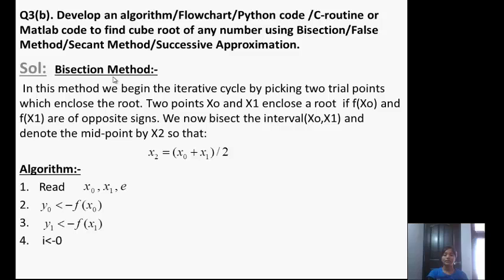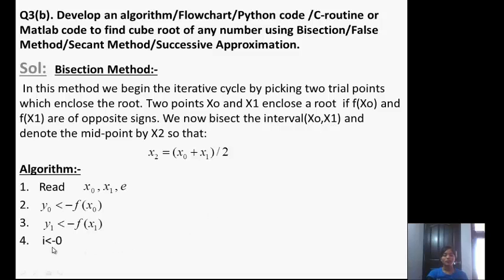So now bisect the interval x0 and x1 and denote the midpoint by x2, so that our midpoint can be represented as x0 plus x1 upon 2. Now our algorithm for this is, first we have to read the values for x0, x1 and our error term, that is, we assume here the error term is 0.0001. Second, we have to compute the values of y0 and y1. Our y0 is the function value at the initial point of our interval, and y1 is the function value at the last point of our interval.